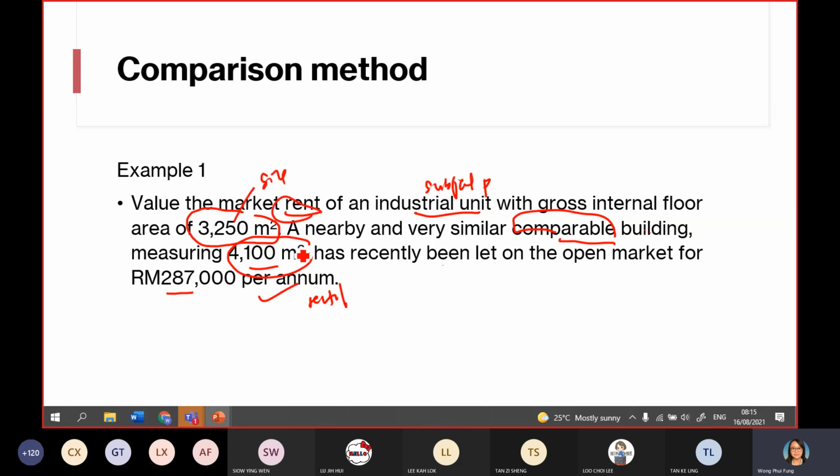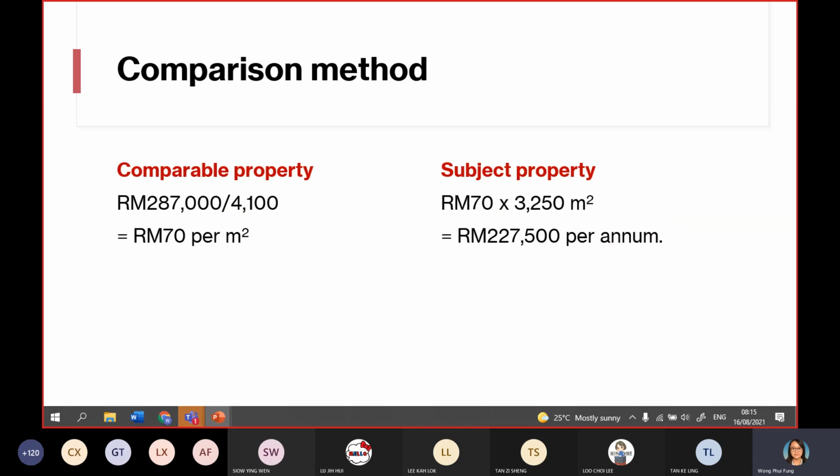Find out the rental. So this one is quite simple. For your comparable property, you just use the rental divided by the size. Then you get 70 per meter square. Then you can straight away multiply it with your own subject property. Then with that, you can get roughly the rental. So this is in the case that they are similar. Then you can use this straightforward method.